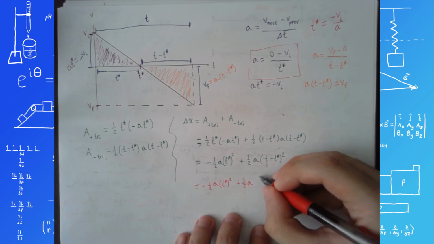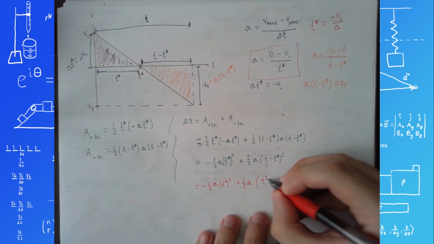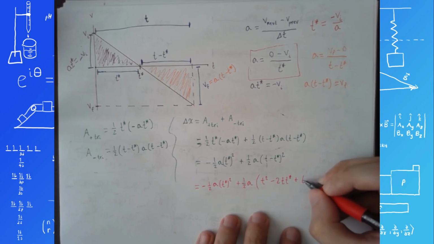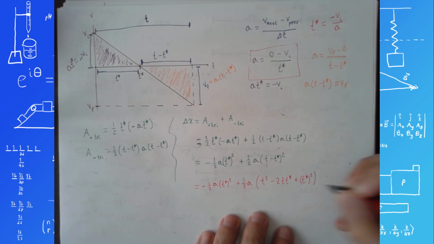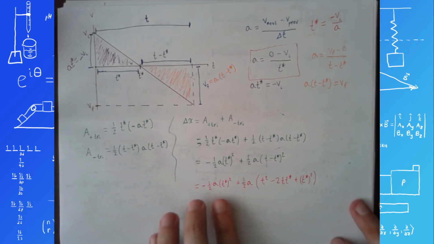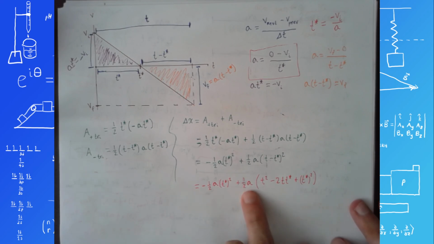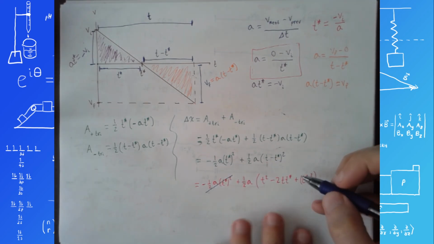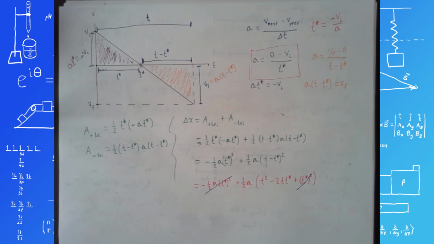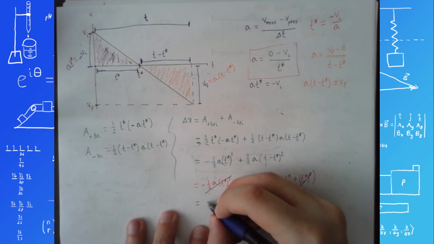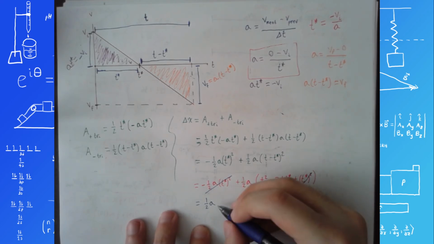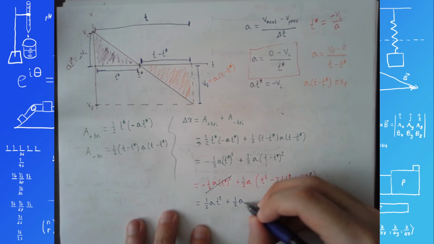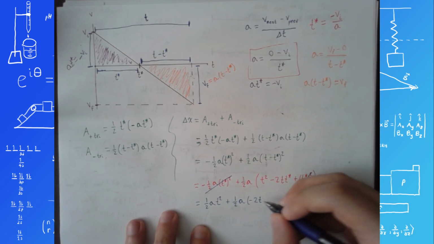Plus 1/2 a. Over here I'm going to have, let's see, if I FOIL this, I get t squared minus 2 t t star plus t star squared, and I would have minus 1/2 a t star squared plus 1/2 a t star squared. Those would cancel out. This would cancel out with this. And that leaves me with this 1/2 a times t squared plus, distribute the 1/2 a to the second term, negative 2t t star.